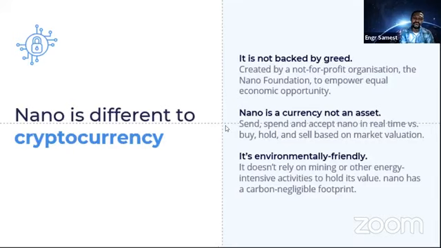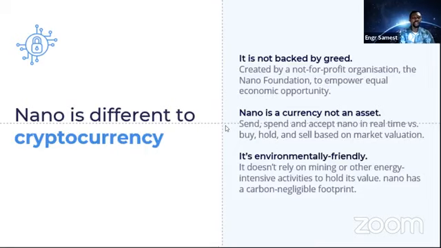But as far as the Nano team is concerned, it is created by a not-for-profit organization. So they are not after your money. They are not after what they want to gain from you. What they are after is to come to solve a problem. And that is the reason why they come to empower equal economic opportunities. That is what they come to do. So it is not a cryptocurrency that you will look at and say, okay, I'll wait when it goes up, or when it comes down, I buy. No, that is not what Nano comes to do. They come to solve the problem within the financial system.